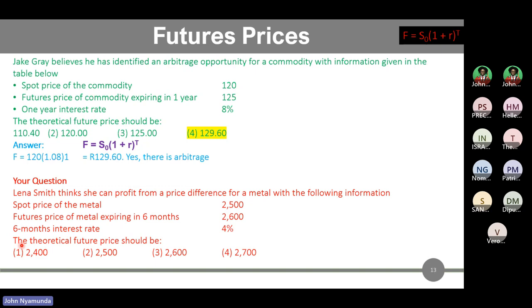So you are trying to find the theoretical futures price and decide whether there is an arbitrage opportunity. That's what you're trying to do here. Option one, yes, there's an arbitrage opportunity. Option two, no, there's no arbitrage opportunity. Then post in the chat. Let's do that. So I fixed my question. Now it's clear. Copy that and paste it here so that everything is moving nicely.